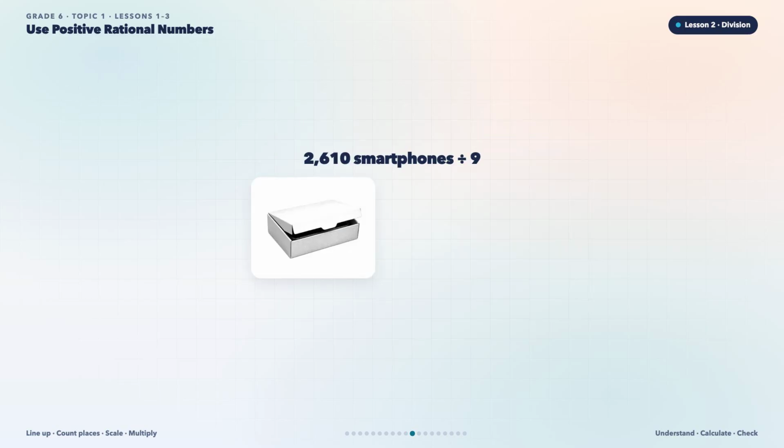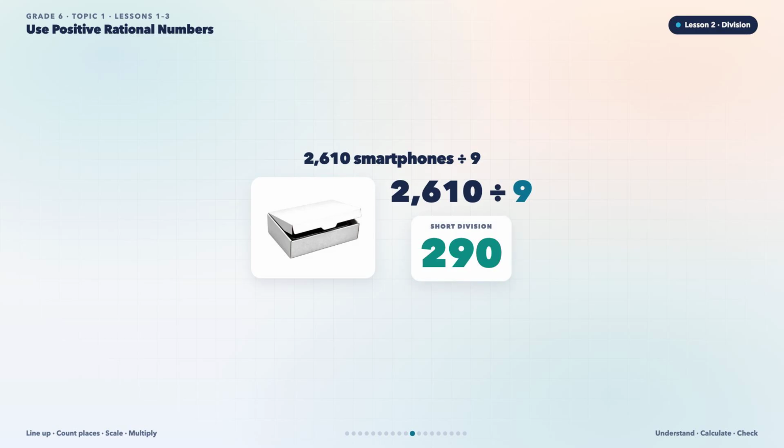Try another. Workers pack 2,610 smartphones. Each box holds 9 phones. 2,610 divided by 9 is 290. They fill 290 boxes with none left over.